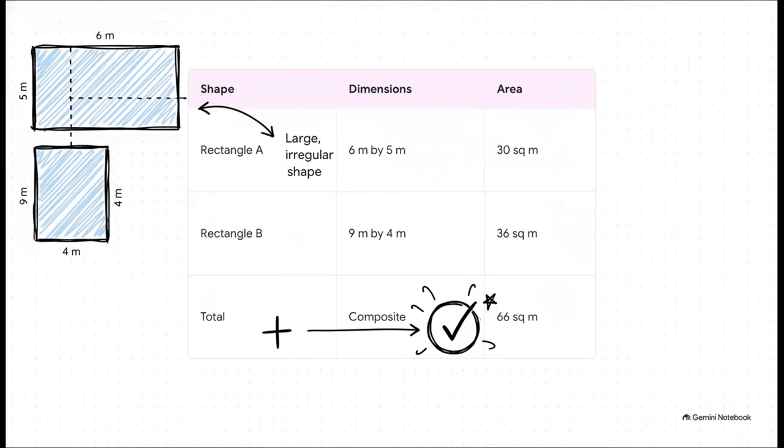Step 3 tells us to just add them up. 30 plus 36 equals 66. And finally, per step 4, our answer is exactly 66 square meters. See? Decomposing the figure makes the math so much easier to handle.